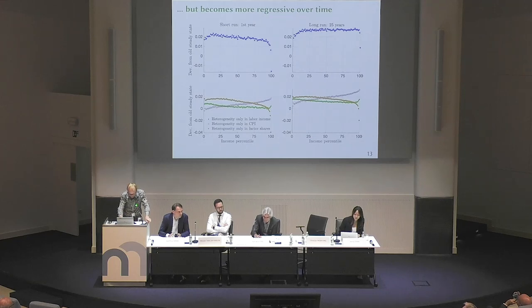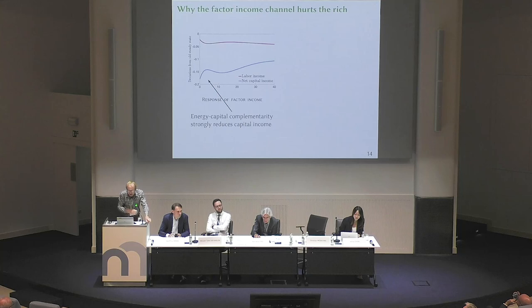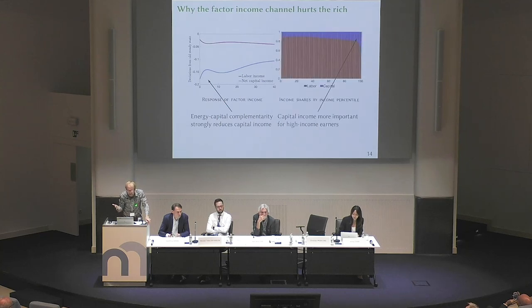Okay, let's look at the different channels one by one. The easiest channel is the factor income channel. Here I'm plotting the response of labor income and net capital income, and you see that net capital income really, really plummets. And if I look at the distributional accounts, who earns capital income? Not surprisingly, it's rich people, and so they're going to be affected the most by this drop in capital income.